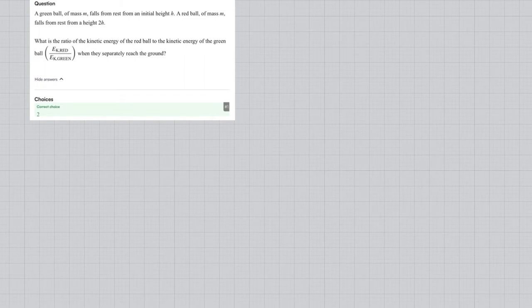So this question says, a green ball of mass m falls from rest with an initial height of h.